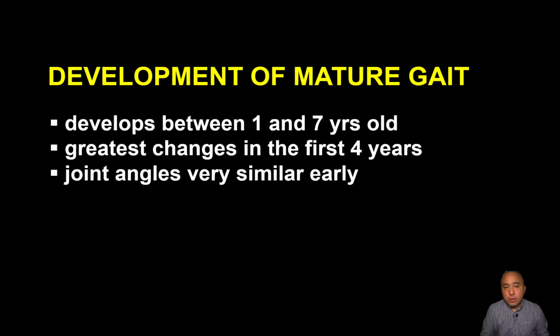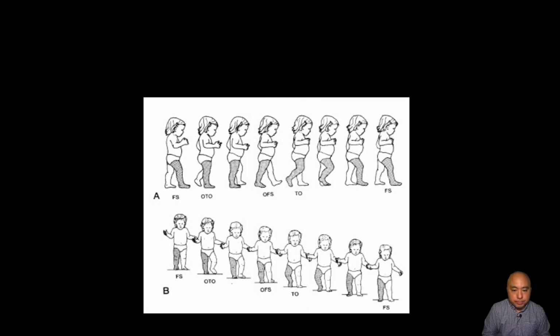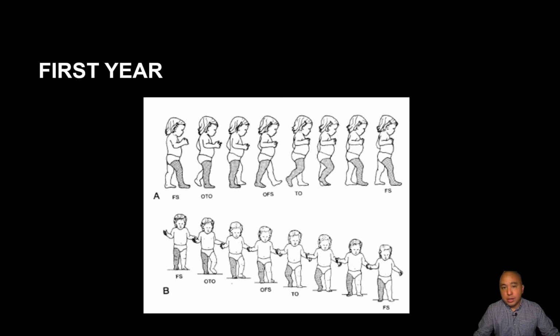We know just from observations and research that joint angles are very similar early on, and as I mentioned earlier, there are 5 determinants by which we can assess the development of mature gait. So first year of walking, if you watch a child or a toddler learn how to crawl and learn how to stand and finally learn how to walk, their muscles and their skeletal system are learning how to adapt to their environment, specifically to 9.81 meters per second squared gravity, right?